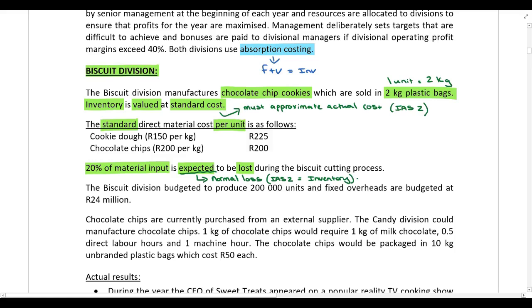On the other hand, abnormal losses would mean that something went wrong in the production process. Abnormal losses are not expected to happen in the production process. And in terms of IAS 2, abnormal losses are not included in the value of inventory, but instead are expensed in the period incurred.